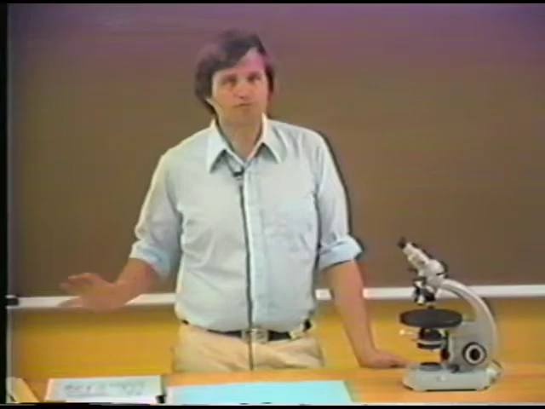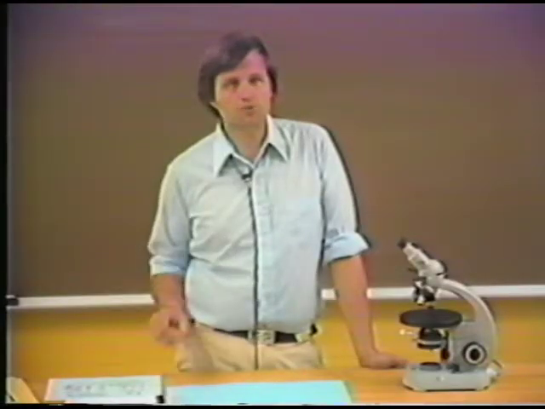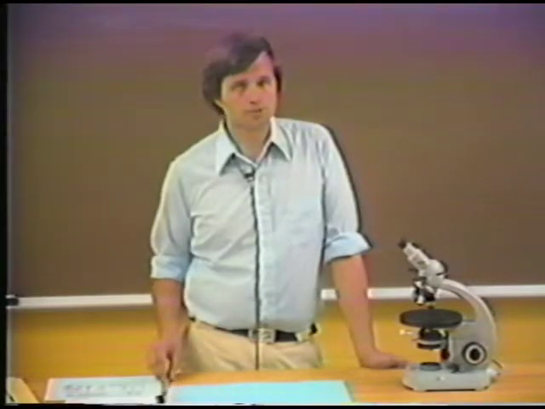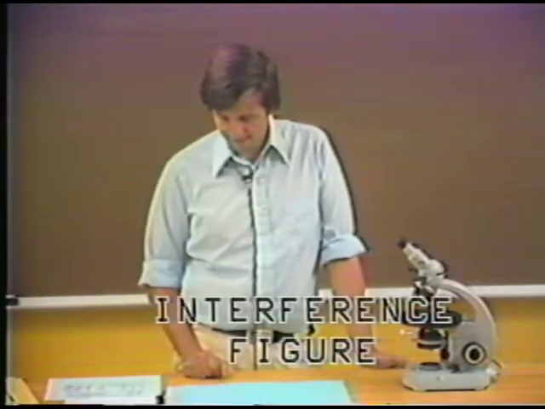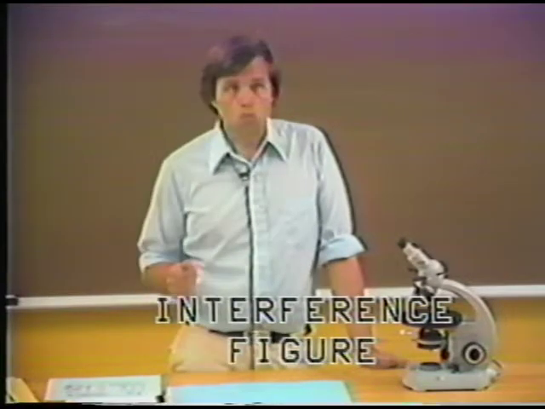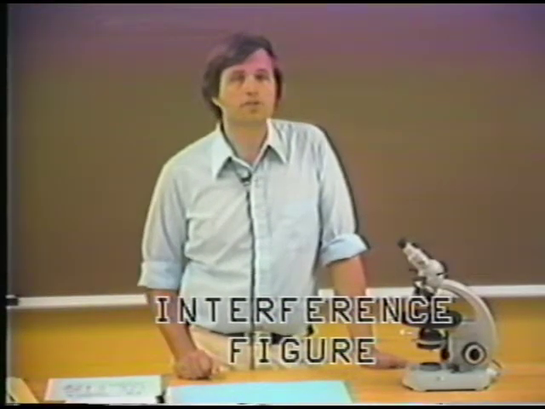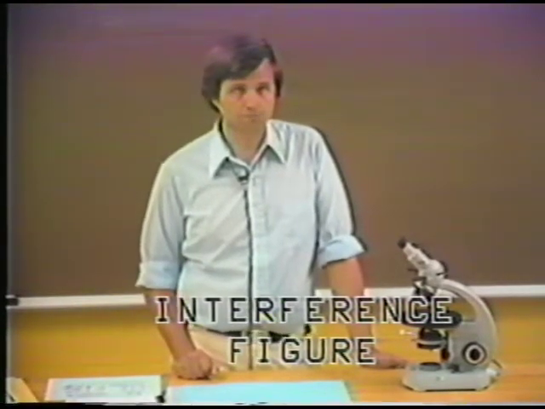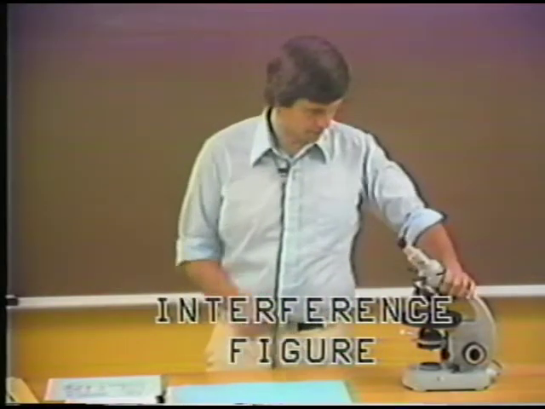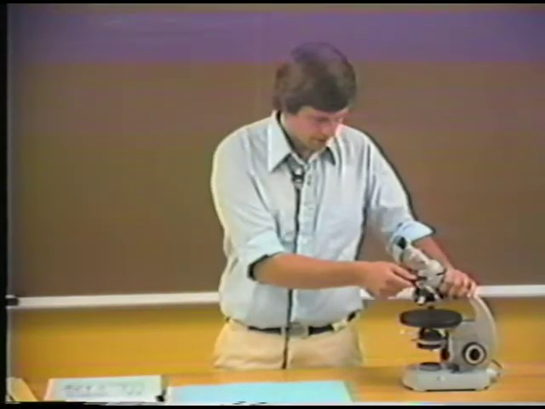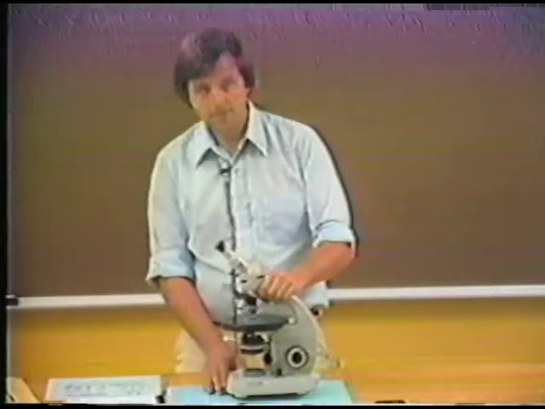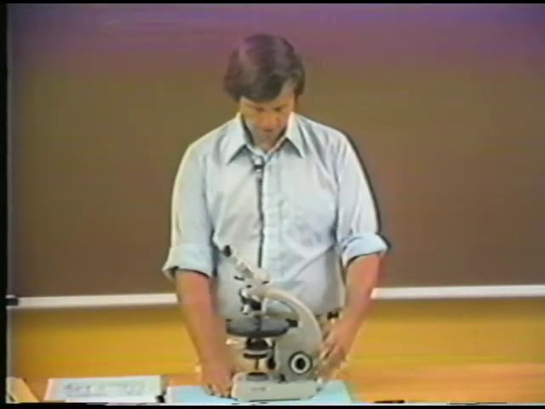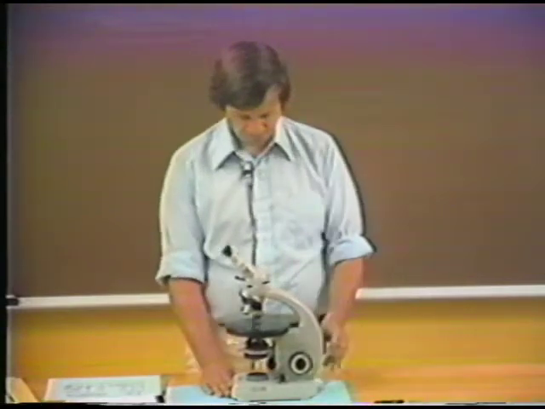Okay, well, how do we recognize different kinds of orientations of the indicatrix? To do this, we have to use something which is called an interference figure. Now, an interference figure is what you see when you look at the mineral in conoscopic view. Now, let's look at some uniaxial interference figures then. And in order to do this, I want to set up the microscope properly for an interference figure.